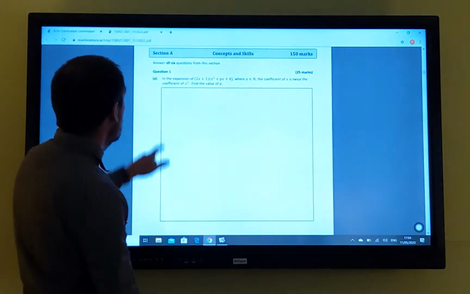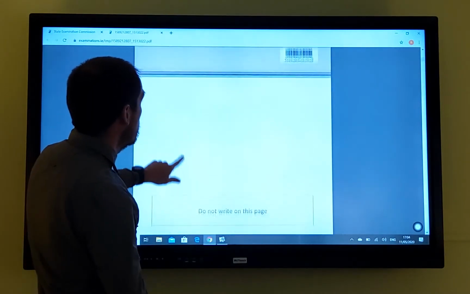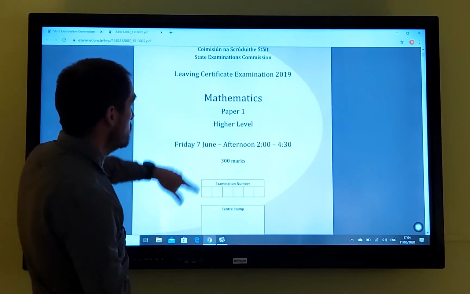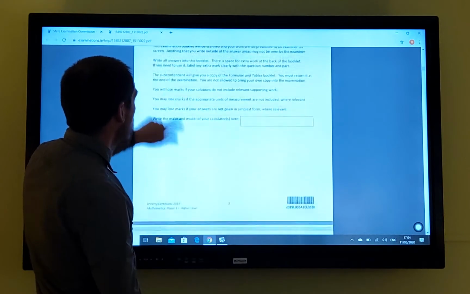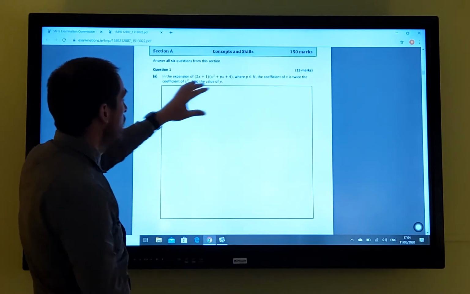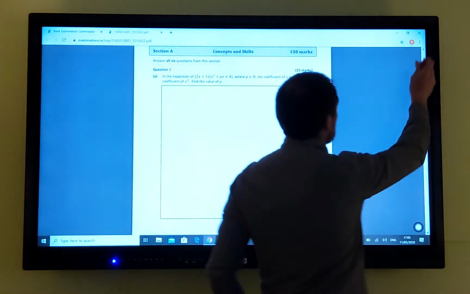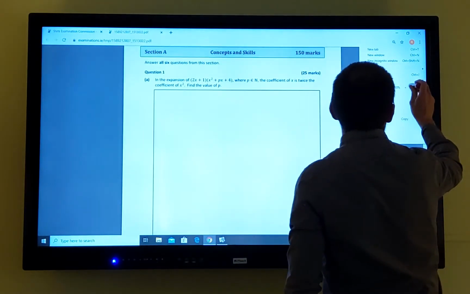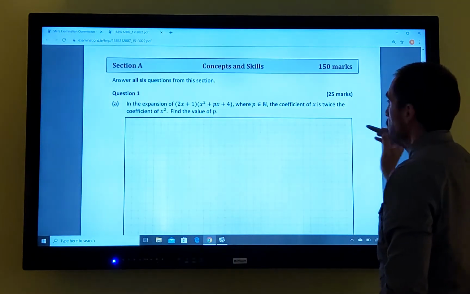I've chosen a question from the 2019 exam paper. It's the honours level, paper one, and the question I have here is question one. That's the question here. I can zoom in to make sure everyone can see it, and you'll see it like that.